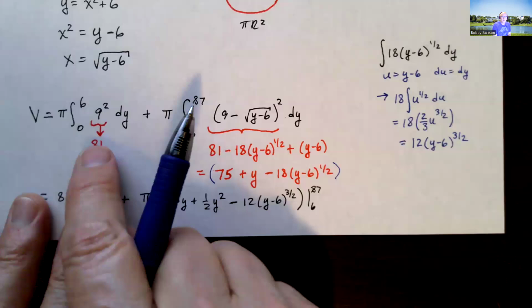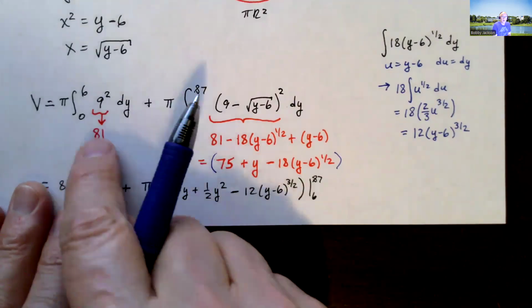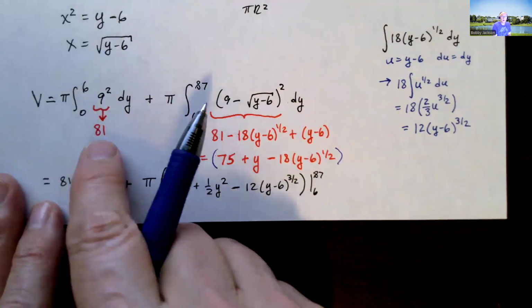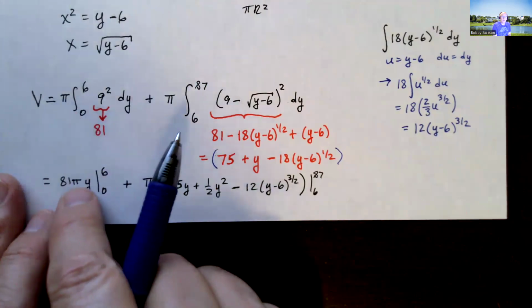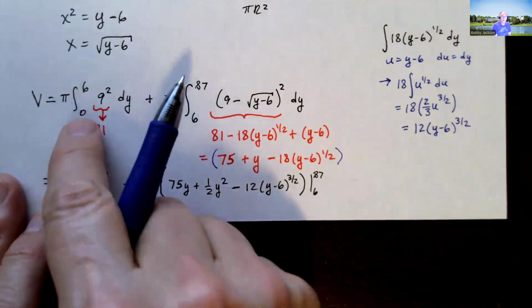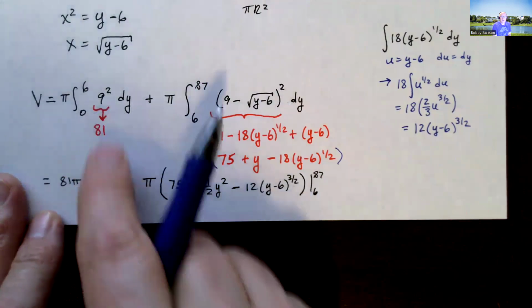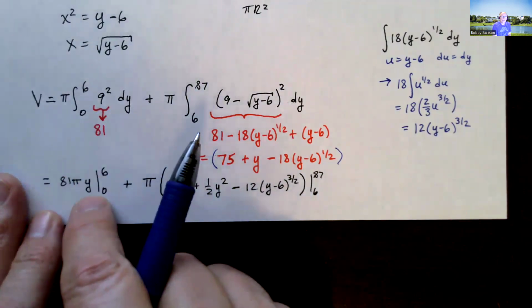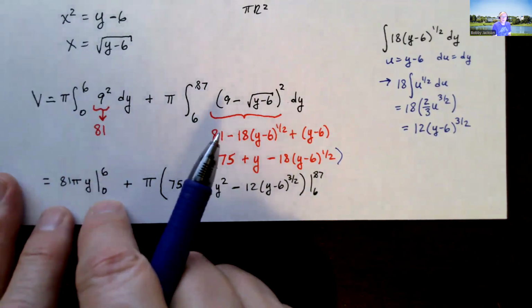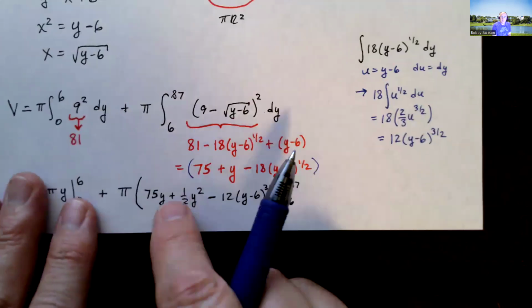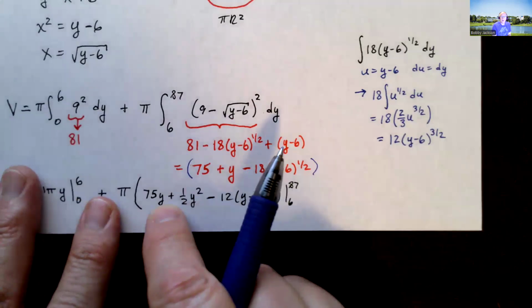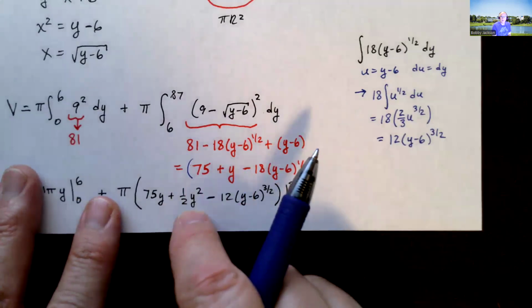So let's do this one first. It's easy. What's the antiderivative of 81? Well, it's just 81y. Don't forget the pi there. So I got 81 pi times y is the antiderivative. I can pull this 81 out, and I am basically integrating 1, with upper limit 6 and lower limit 0. Over here, the antiderivative of 75 is 75y. The antiderivative of y is 1/2 y squared.